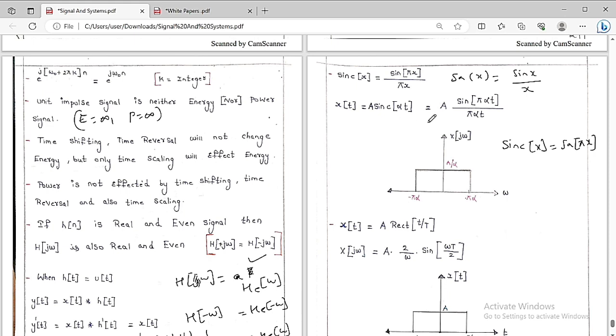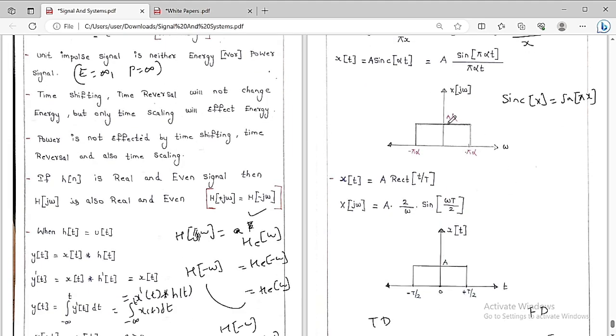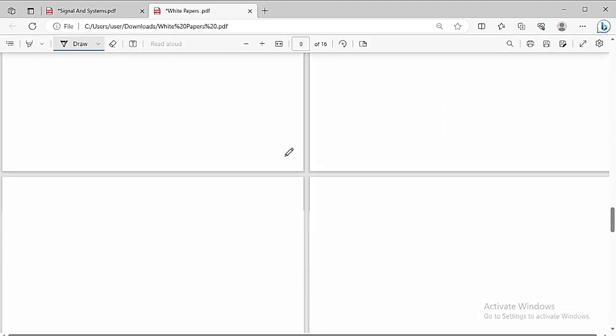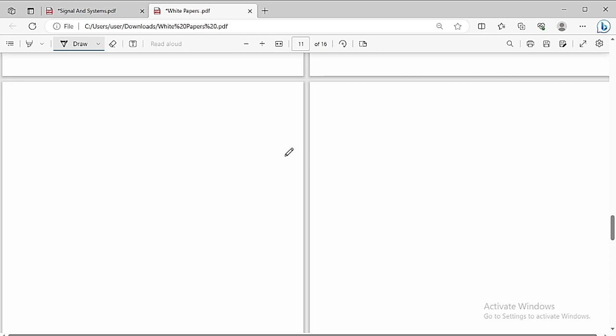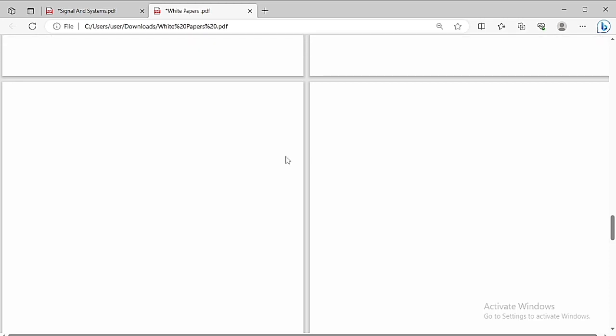Then what is the Fourier transform of this one? We are going to write. So let me prove this so that you can easily understand what I am trying to tell you. So listen carefully. I will try to explain. Suppose this is the signal, the time domain signal. The signal has T by 2 here and minus T by 2 here, and the width is T. This is the signal x of t.